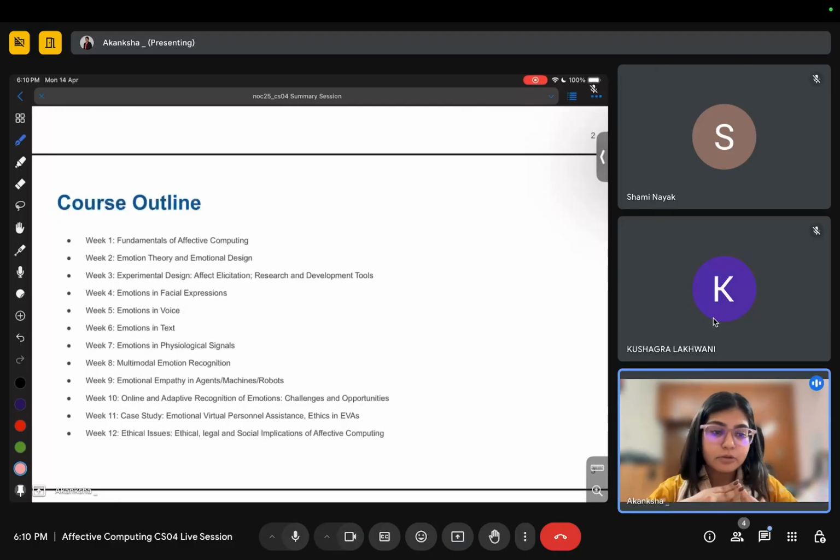Week 5 we talk about the voice modality. Week 6 talks about text. Your messages or language can also bear some kind of emotion, so that can also be used. Then physiological signals: what can be the various types of physiological signals that can be used for affect sensing? Then week 8 talks about multimodal emotion recognition. Multimodal means multiple modalities. So we are not just using the voice modality, we are also using facial expressions, and a combination of the different modalities that we discussed above.